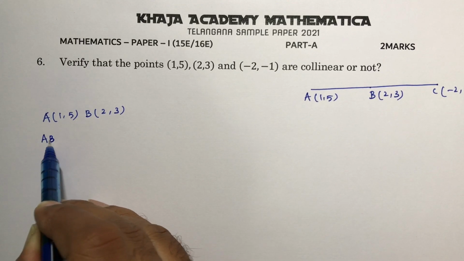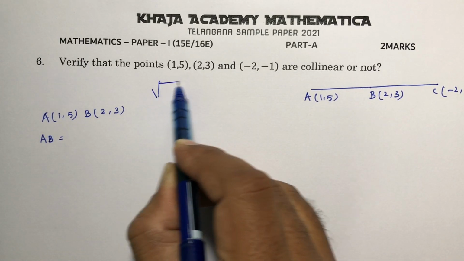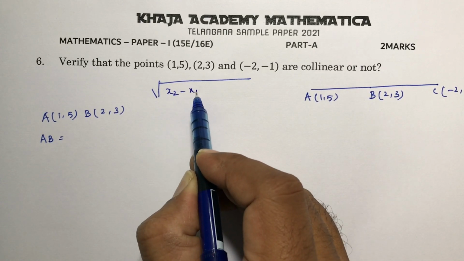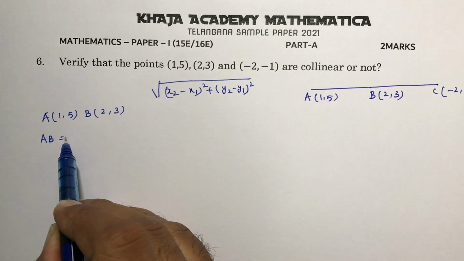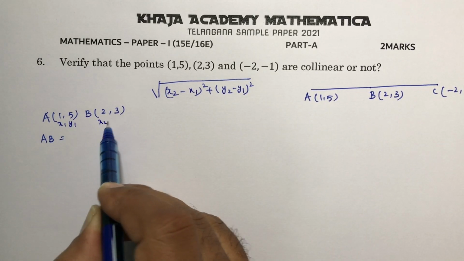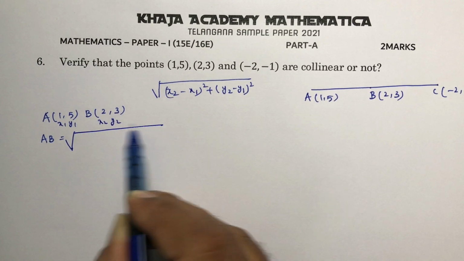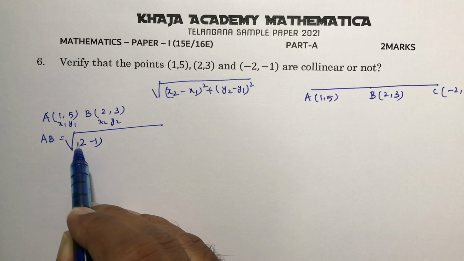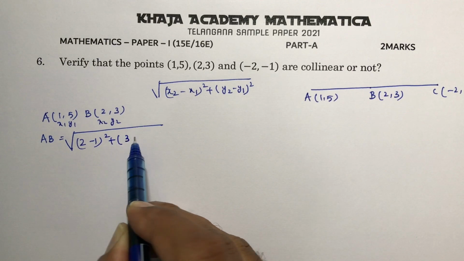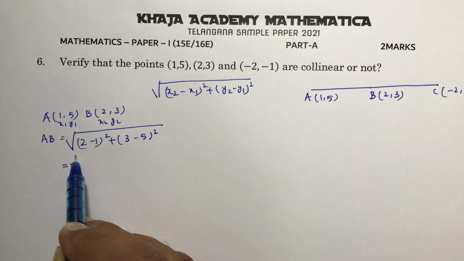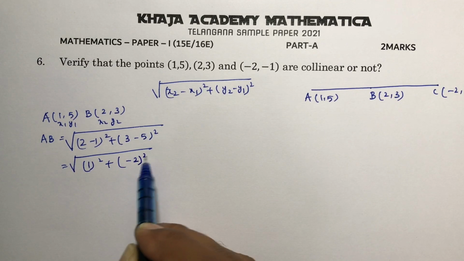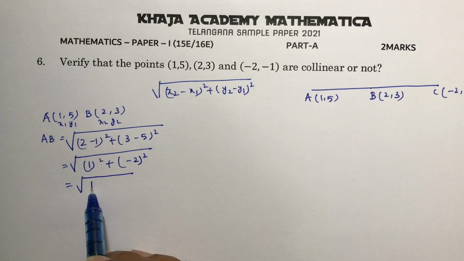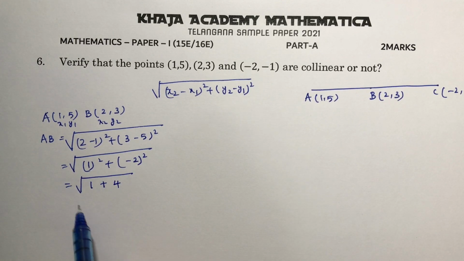The AB distance formula is under root (x2 minus x1) whole square plus (y2 minus y1) whole square. Here, with x1, y1 and x2, y2, it is under root (2 minus 1) whole square plus (3 minus 5) whole square. So (2 minus 1) whole square is 1 square, and (3 minus 5) is minus 2 whole square. 1 square is 1, and minus 2 whole square is also positive 4. So it is 1 plus 4, that is 5.